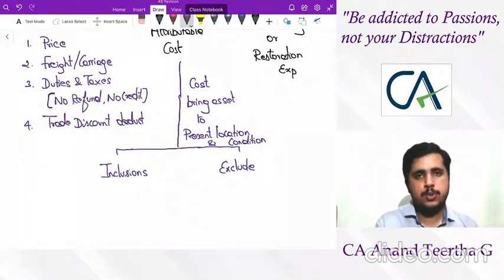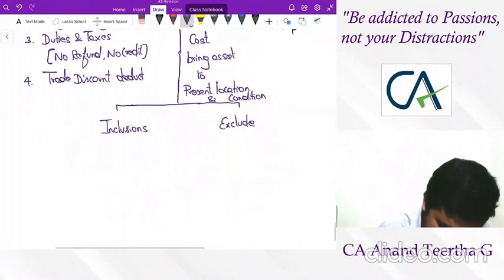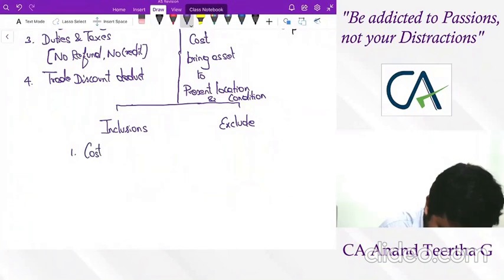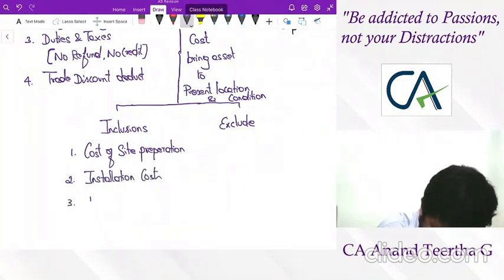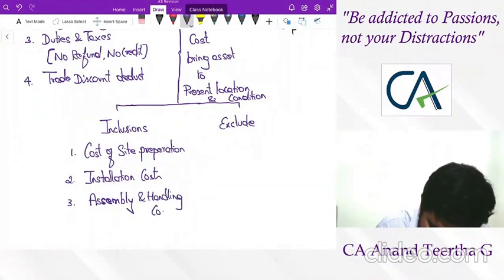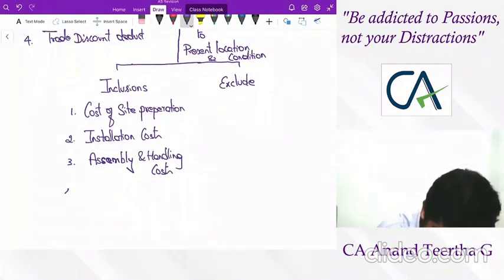Now, what are the inclusions under directly attributable cost? Number one, cost of site preparation. To install the asset, you prepare all the site, the land needed. So that is the cost of site preparation. Second one, if there are any installation costs. Third, if there are any assembly and handling costs. Fourth, if there are any trial runs, test runs.